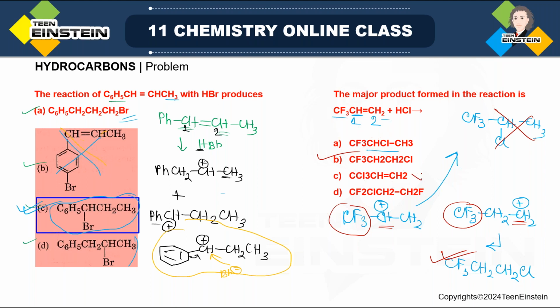This option you can easily cancel because your product will be some alkane. And option A we are cancelling because it is not according to Markovnikov. Option B we are choosing as the correct option. And look at the last option.